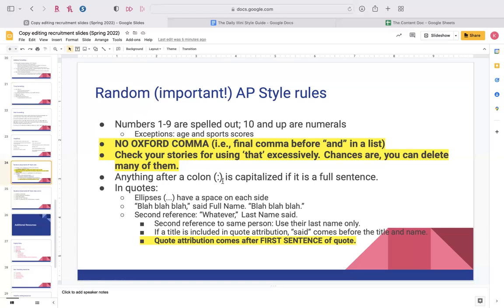If a sentence has a colon and then a full sentence after the colon, that second sentence will be capitalized at the beginning. And within a quote, ellipses, which is the dot dot dot, will have a space on each side.